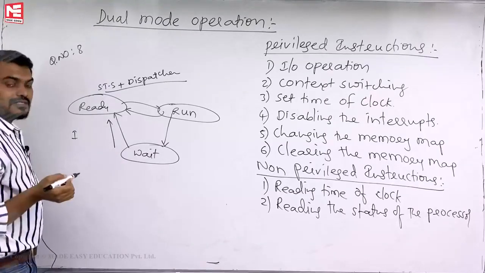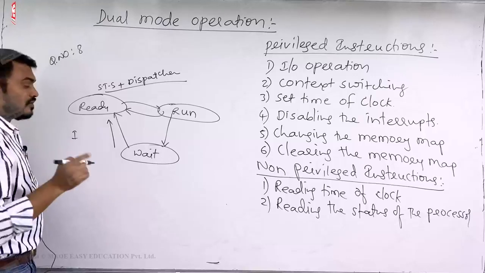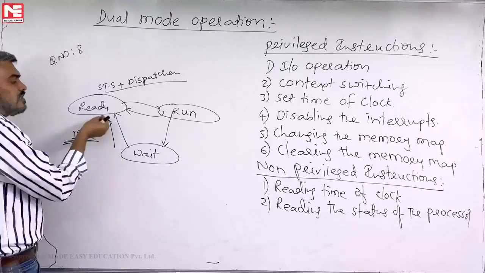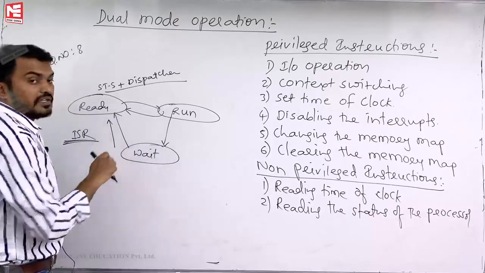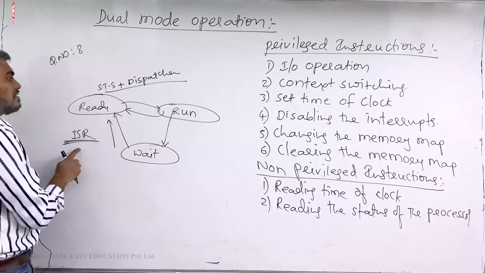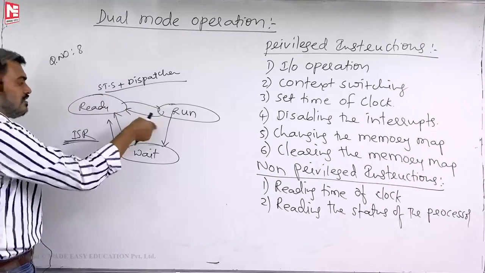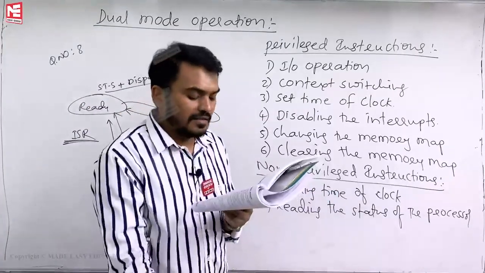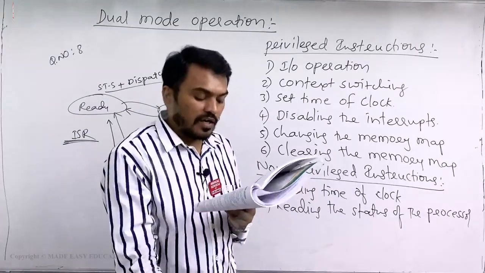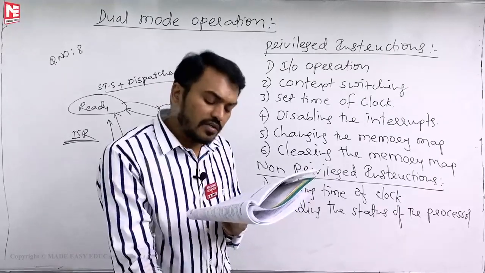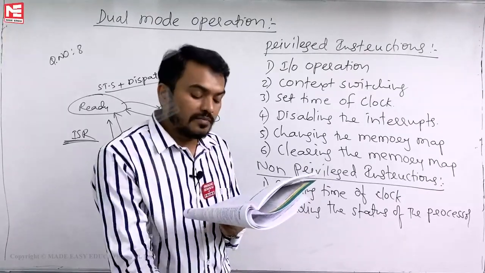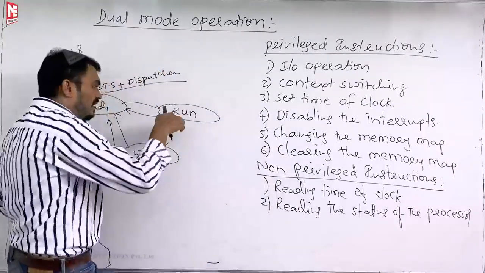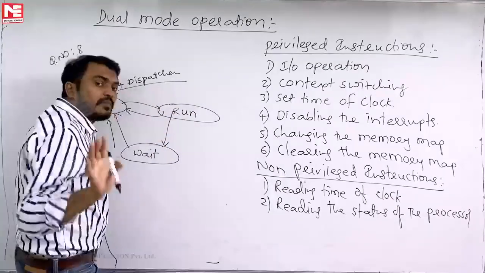I told you just before this, in synchronous and asynchronous IO: the ISR. The interrupt service routine will bring the process from block state to ready state once the IO is completed in the wait state. So this is initiated by the ISR, and this is taken care of by the short term scheduler and dispatcher. But option C is initiated by the user program only. What is initiated by the user program? That is the running state to block state.